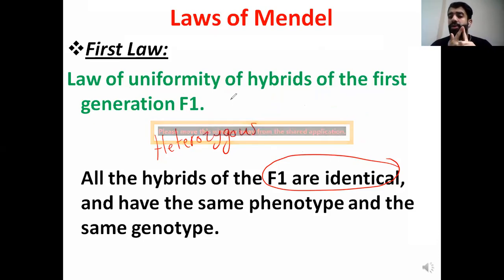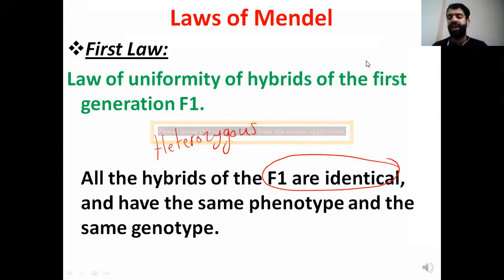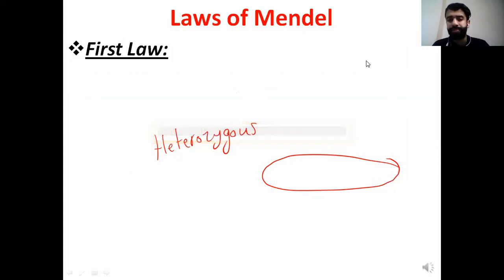Do we have to study the law? I said last time, yes. Do we have to know that the uniformity of F1 means that all the first generation are identical and have the same phenotype and genotype? Yes. We have to know that the first law is only in the first generation, in the F1. So whenever we have a question about which law is confirmed, if we have the F1 generation, it's the first law.